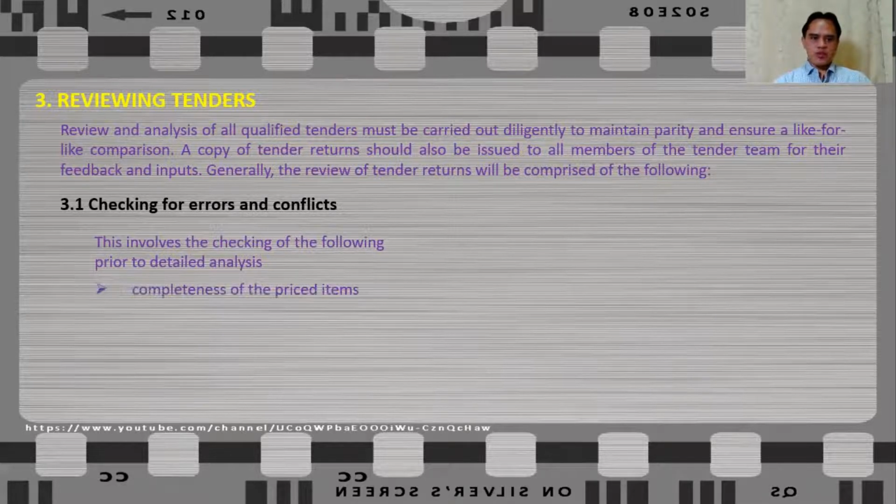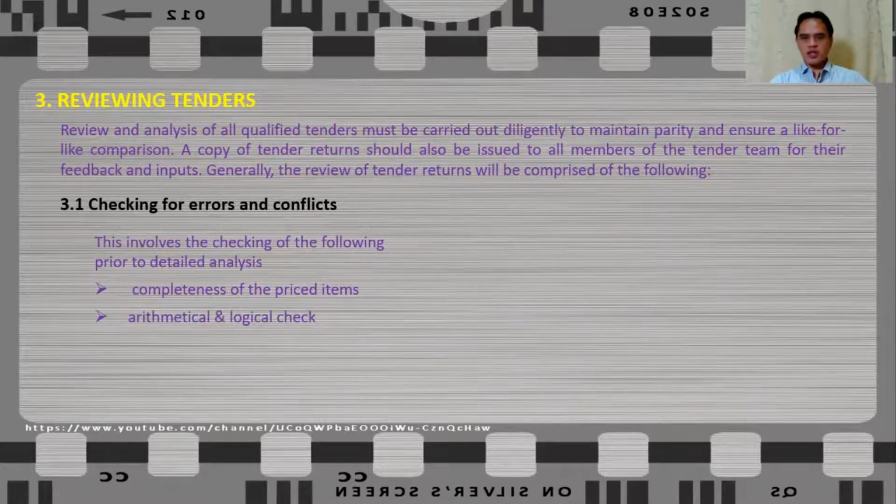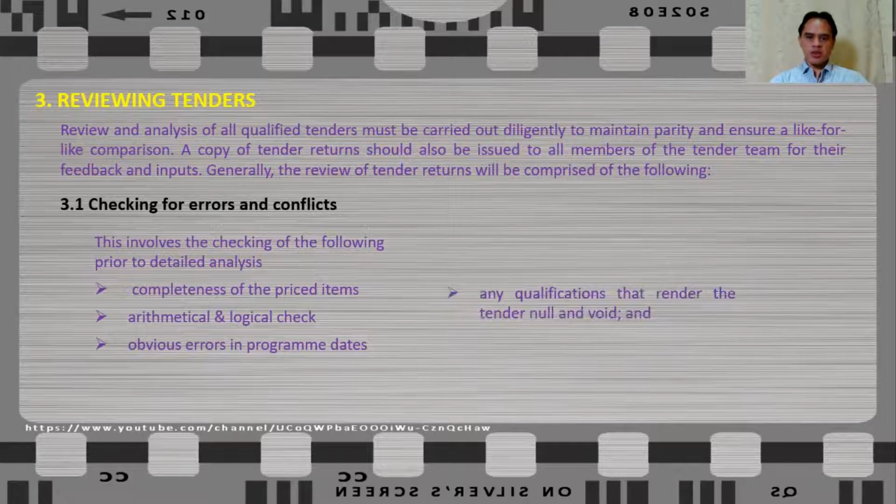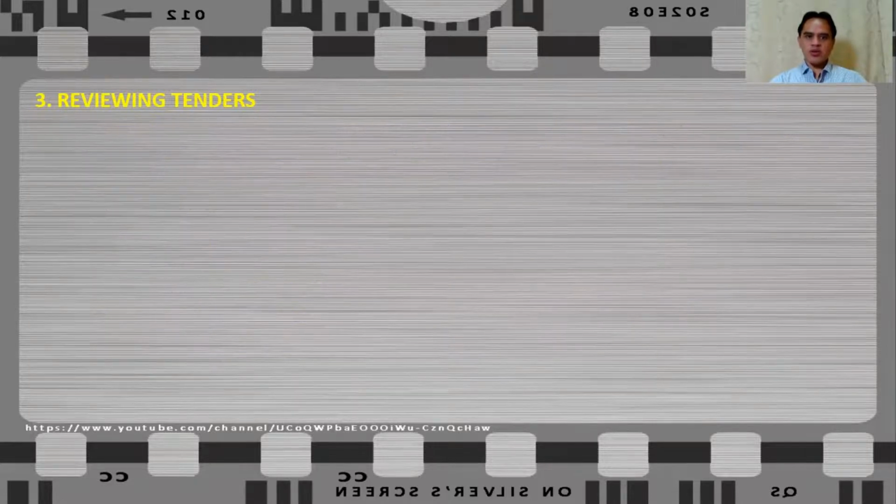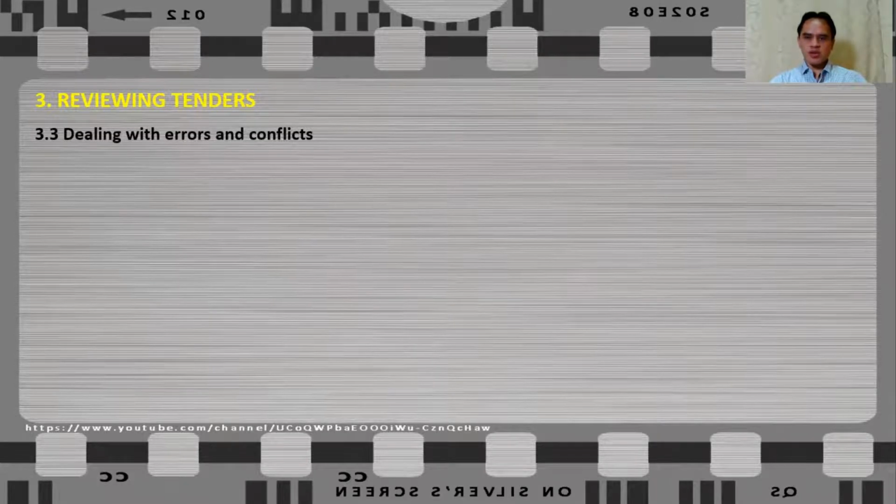So you have to check for the completeness of the priced items. You have to perform arithmetical and logical checks. And you have to look out for obvious errors in program dates. Also, you have to look out for any qualifications that would render the tender null and void. And look out for any conflicts of interest. So after you have performed the checking for all these aspects and you found out that there are some errors, how are you going to deal with errors and conflicts on the submitted tender?